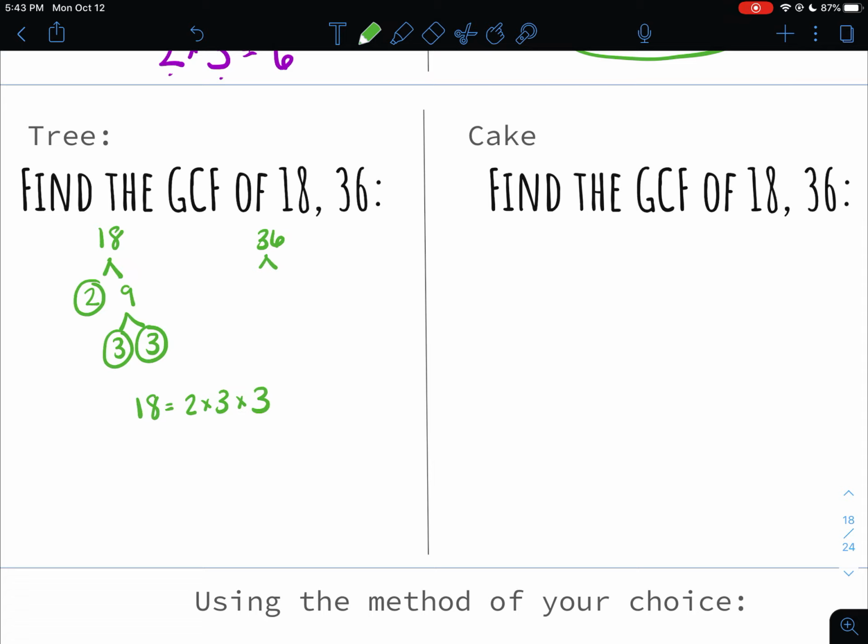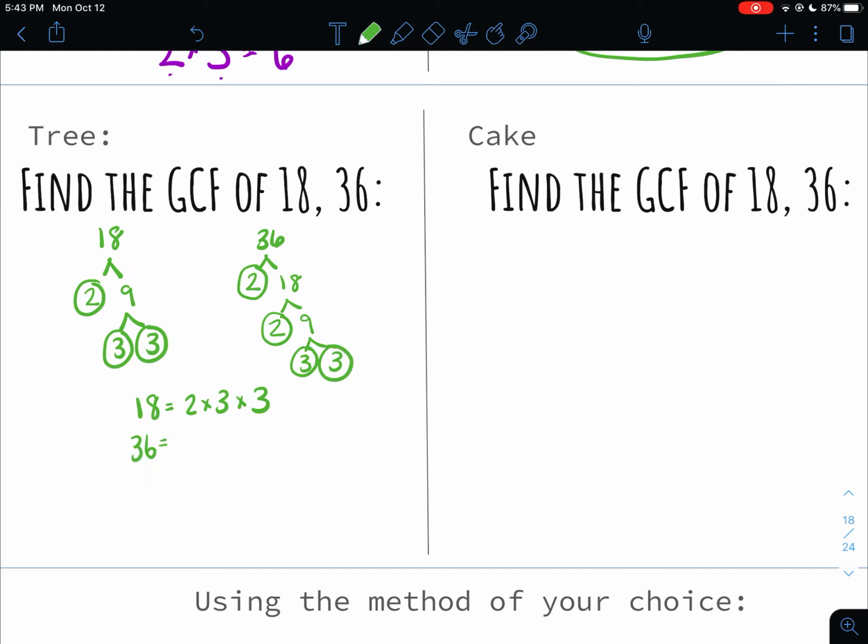Okay, 36. So we're going to break down 36. And I know that 2 times 18 gets me 36. 2 is prime. Break down 18, but it's pretty easy because I already have that tree. 2 times 9 is 18. And 9 is 3 times 3.